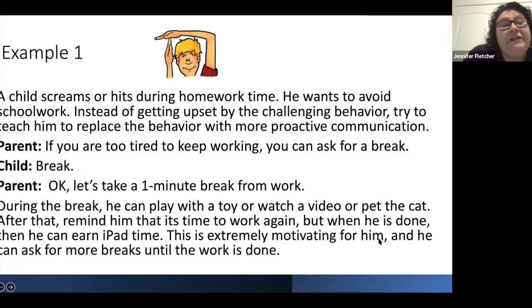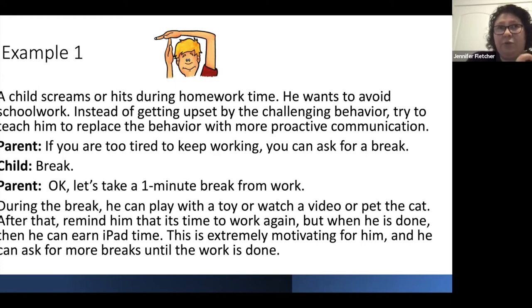So here's an example. A child screams or hits during homework time. He wants to avoid schoolwork. Instead of getting upset by the challenging behavior, try to teach him to replace the behavior with a more proactive communication. So in this case, we're going to teach him to communicate that he wants a break. So the parent says, if you're too tired to keep working, you can ask for a break. And this is where it's nice.